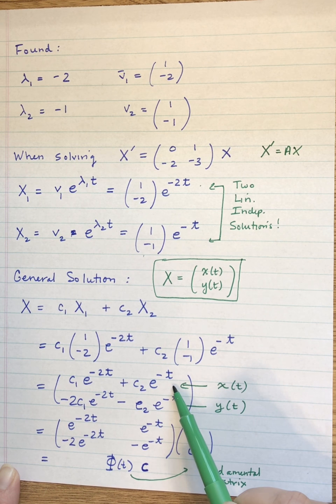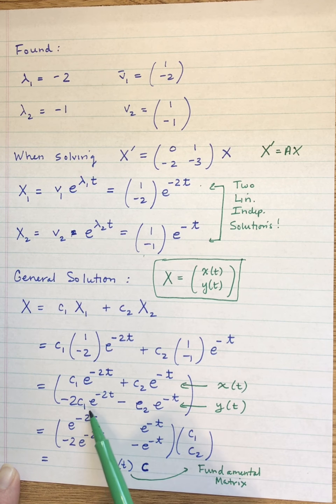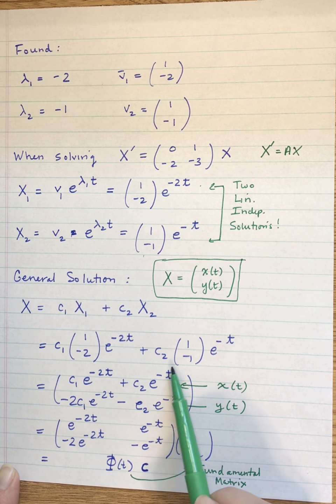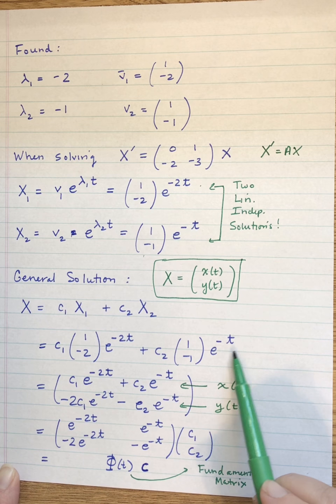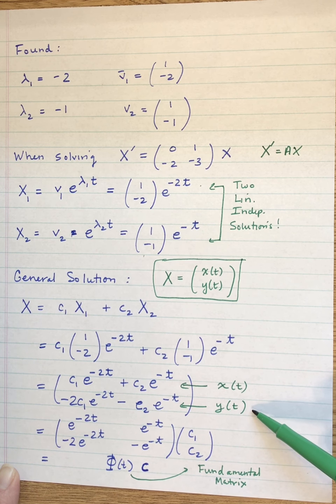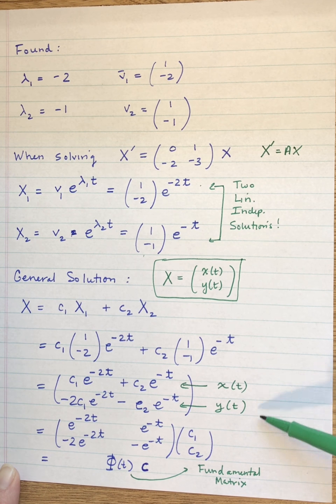That becomes your x, the first component. The second component is minus 2 times c sub 1 e to the minus 2t minus c sub 2 e to the minus t. That's what you get for the second component, the y component for your solution. So this is your solution.